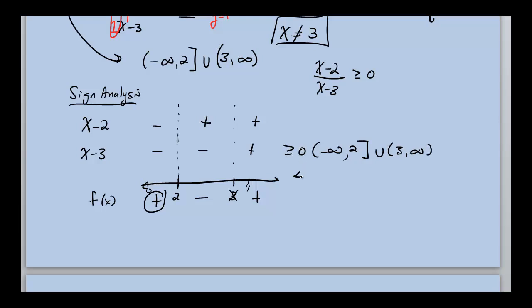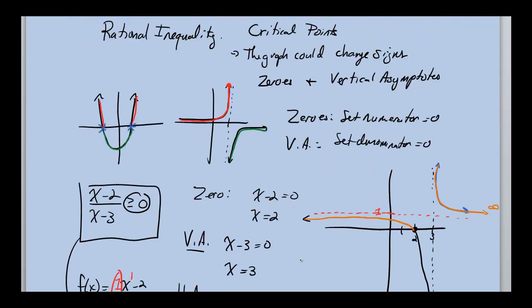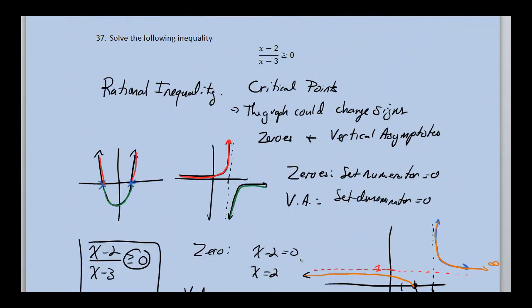Let's say I asked where this graph was less than or equal to 0. We know this graph would be less than or equal to 0 in this area right here between 2 and 3. So I would include 2 because it's less than or equal to. However, I would not include 3 even though it's less than or equal to, because at 3 we have a vertical asymptote. So do practice these rational inequalities because they can be very interesting and challenging. However, through some good practice, they shouldn't be that tough.